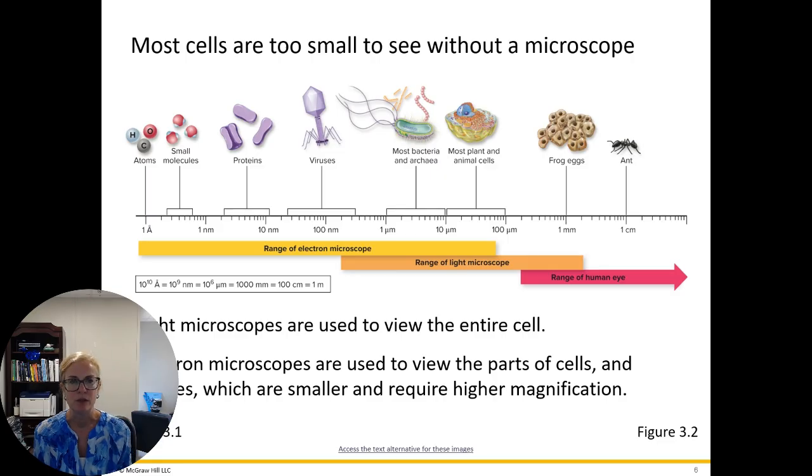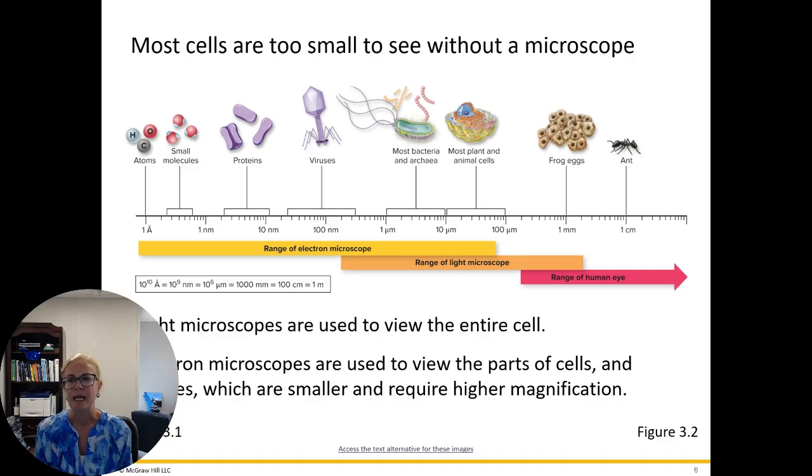Light microscopes are used to view an entire cell, and one of the benefits of them is that you do not have to kill the organisms. You can actually view living organisms. Electron microscopes require that the sample, the organism, is killed and affixed to a surface in order to be investigated. The benefit of an electron microscope, though, is that they can view cell parts, so they can get down to some really tiny details and some things that are really small.